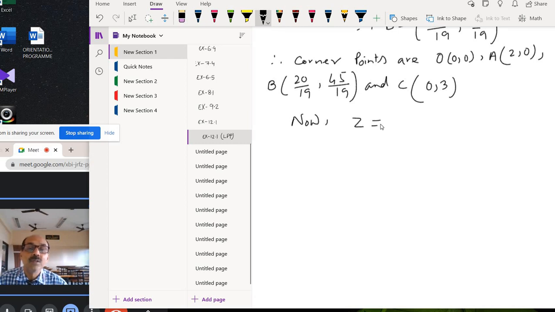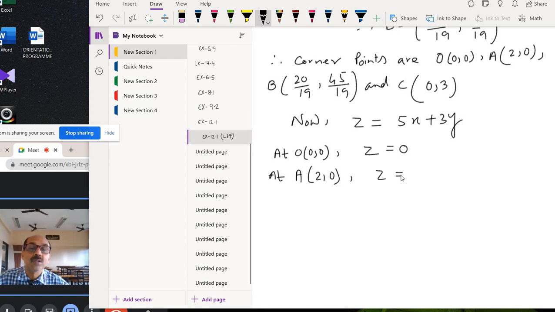Z is equal to 5x plus 3y. Okay. So at O, that is 0, 0, Z equal to 0. At A, point is 2, 0. So Z is equal to, x equal to 2, 5 into 2 plus 3 into 0 equal to 10.